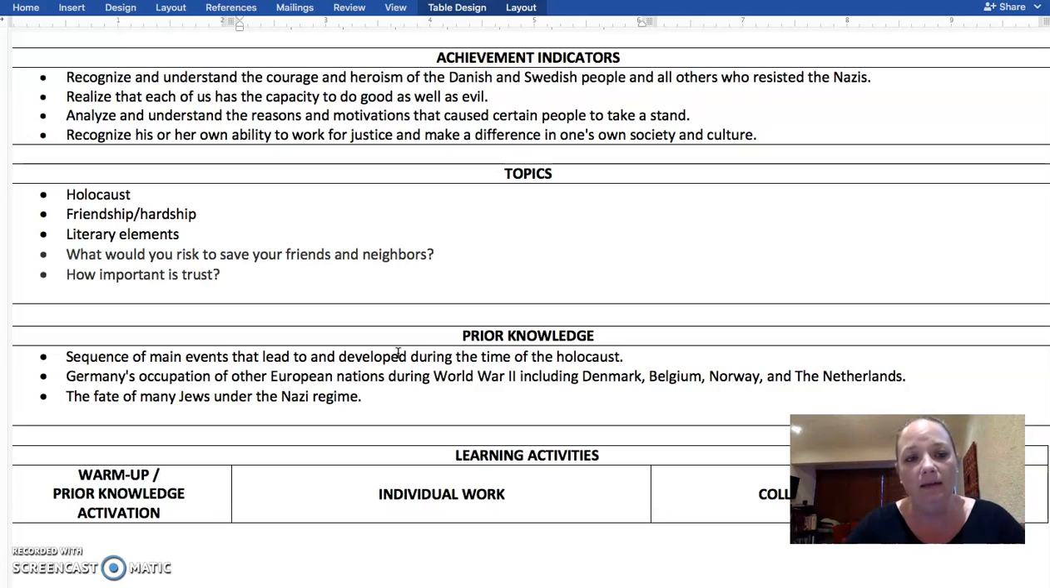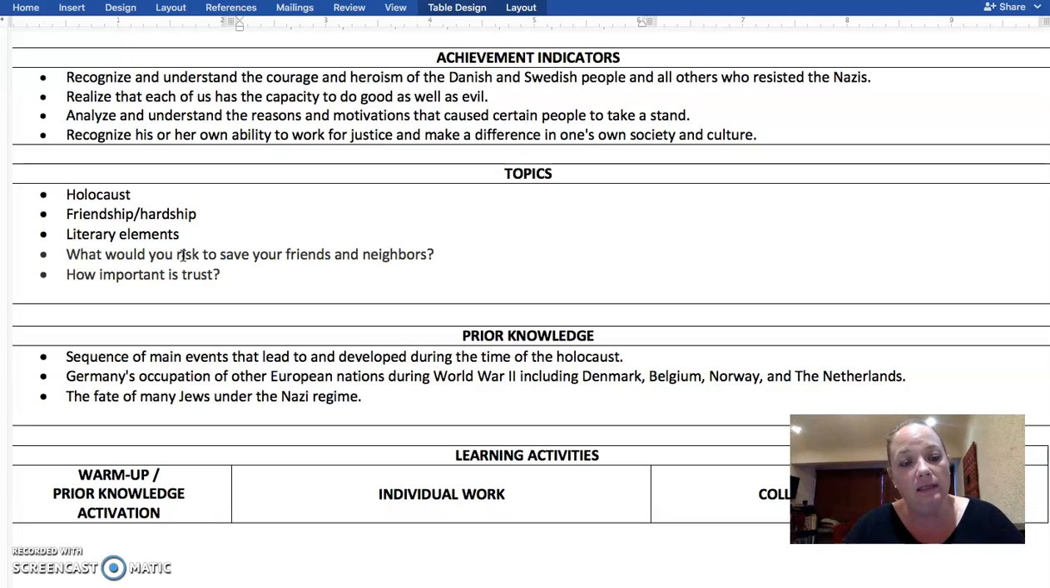So based on that, as you can see, some of the topics are obviously the Holocaust, the friendship and hardships of the relationships during the Holocaust, literary elements, which we have seen before and are part of our prior knowledge, and questions, important questions, big ideas that you would ask yourself. What would you do or what would you risk to save your friends and your neighbors versus just yourself? And then also within these situations, how important is trust?